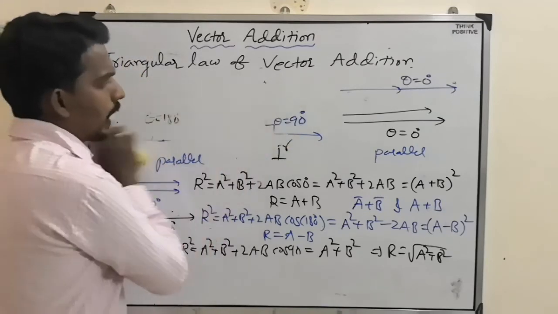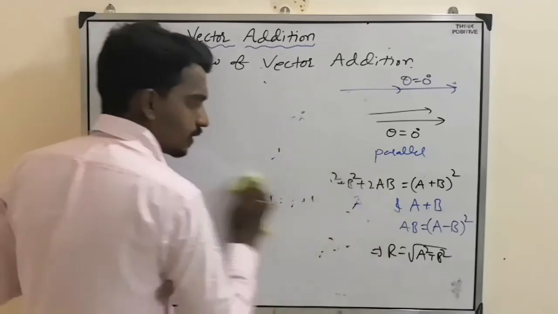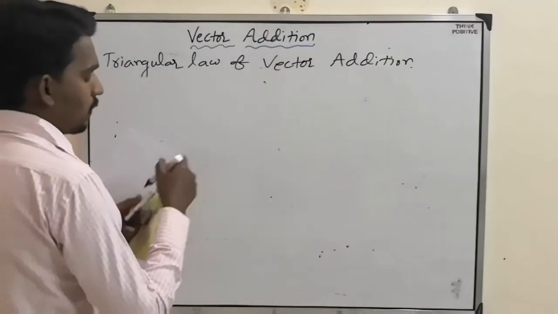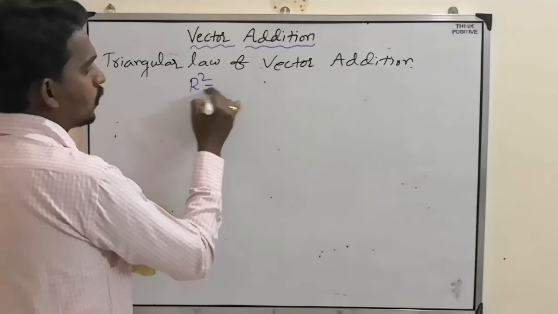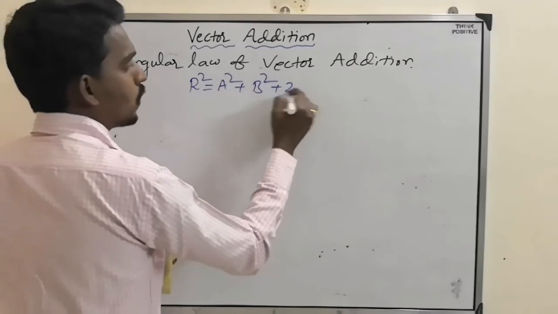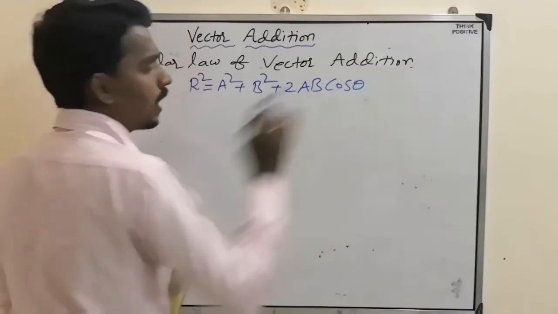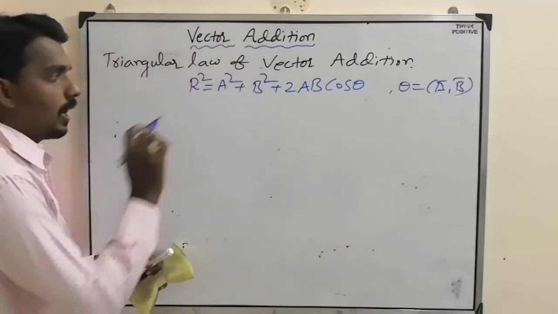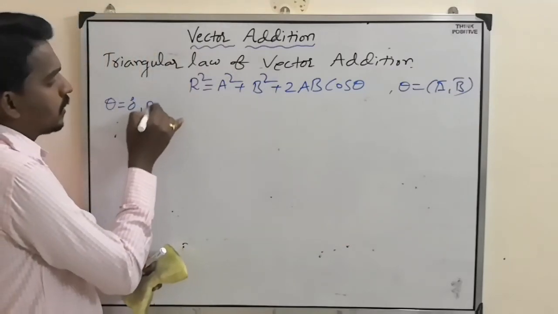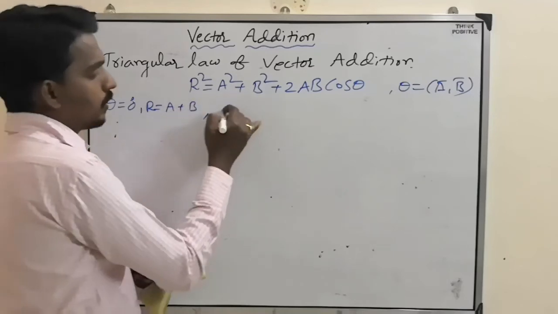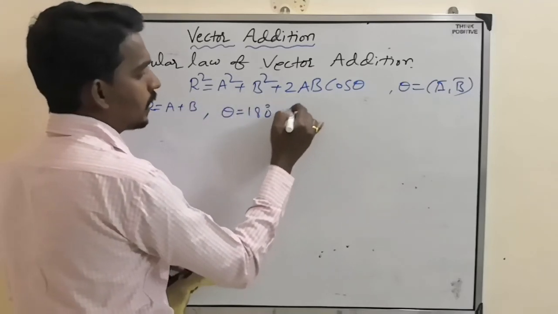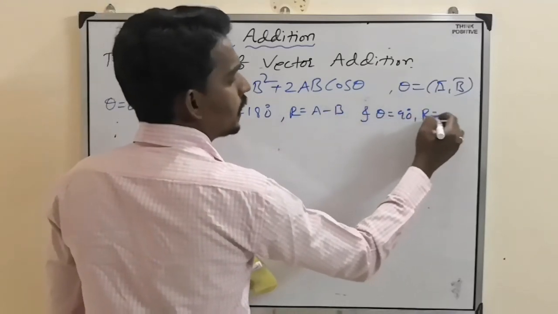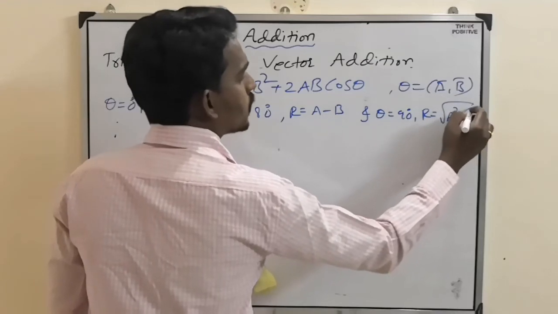So to find the magnitude of the resultant of two vectors, what is the formula? R square equal to A square plus B square plus 2AB cos theta, where theta is the angle between A bar and B bar. For theta 0 degrees the resultant is A plus B, for theta 180 degrees the resultant is A minus B, and for theta 90 degrees the resultant is under root A square plus B square.